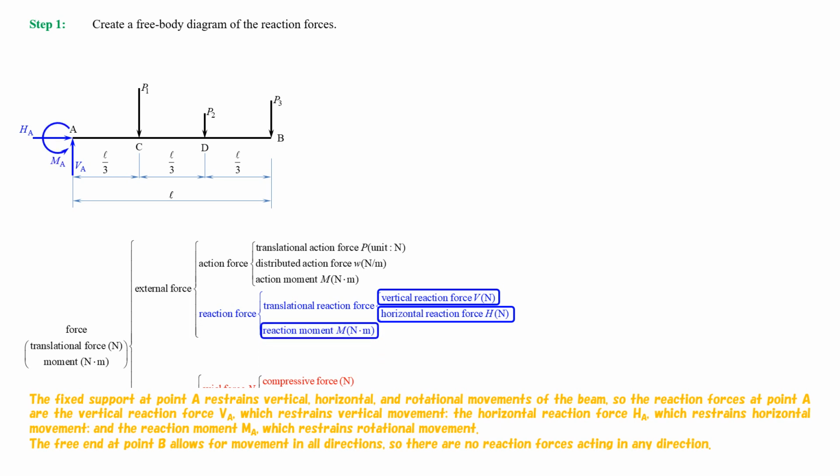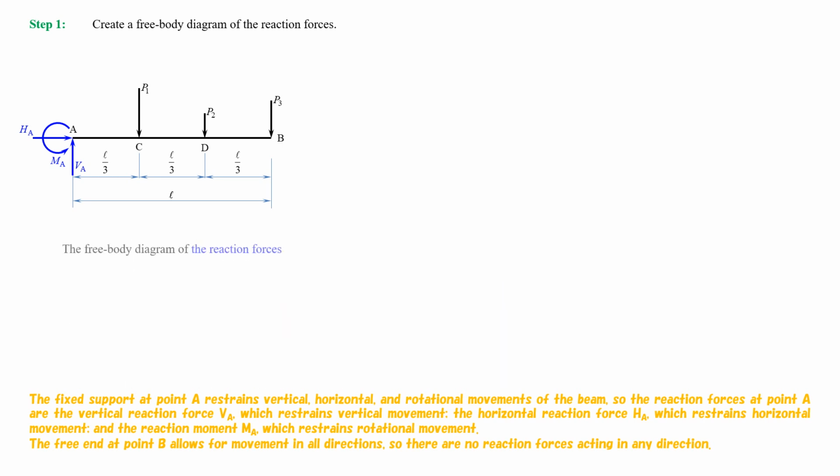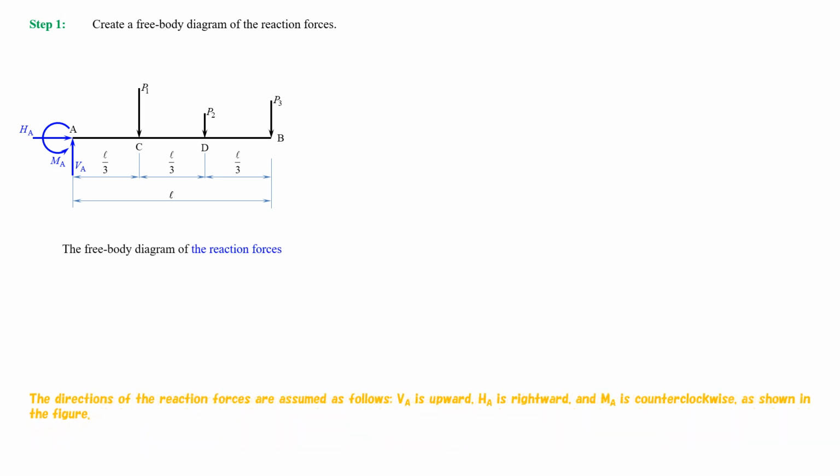The free end, at point B, allows for movement in all directions, so there are no reaction forces acting in any direction. The directions of the reaction forces are assumed as follows. VA is upward, HA is rightward, and MA is counterclockwise, as shown in the figure.